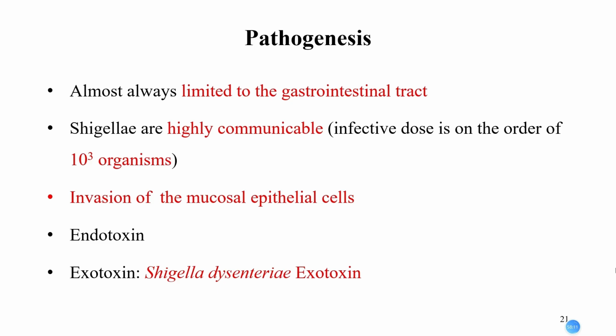Shigella could invade the mucosal epithelial cells. Let me show you a picture later. It can invade into the epithelial cells. Shigella produces endotoxin, the LPS, and it also produces the exotoxin, Shiga toxin.